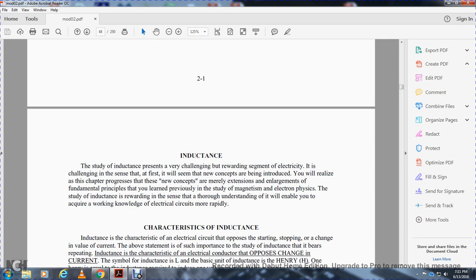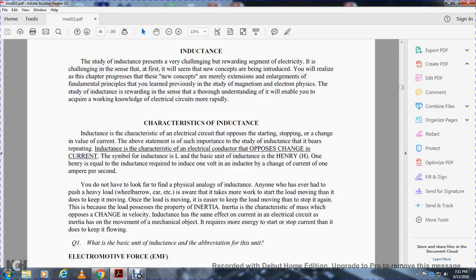Alright, the study of inductance. The study of inductance is one of the most rewarding segments of electricity. At first it will seem that new concepts are being introduced. You will realize that as the chapter progresses, the new concepts are merely extensions and enlargements of the fundamental principles that you've learned previously in the study of magnetism and electron physics. The study of inductance is rewarded because understanding it will enable you to acquire a working knowledge of electrical circuits more rapidly.